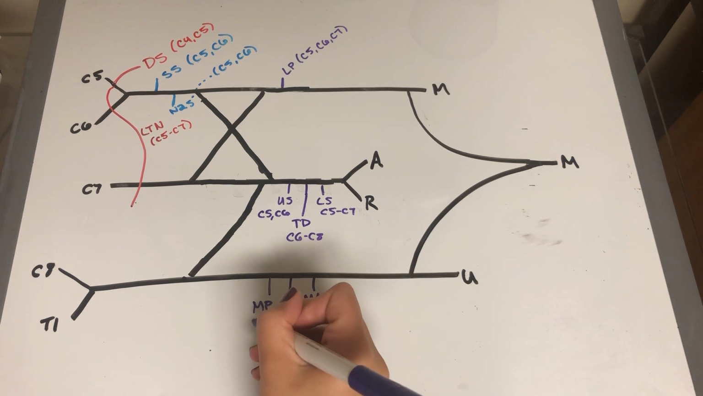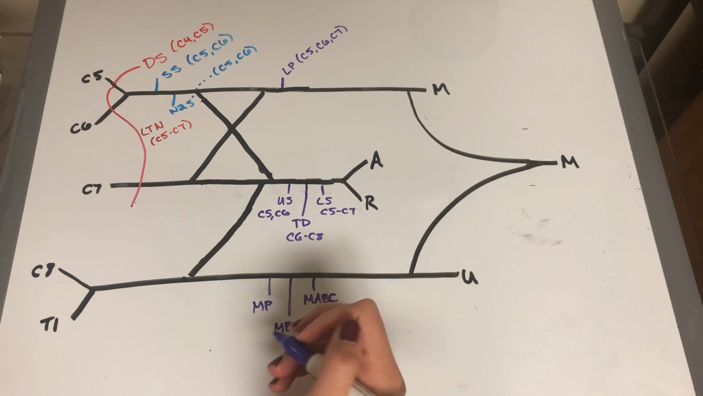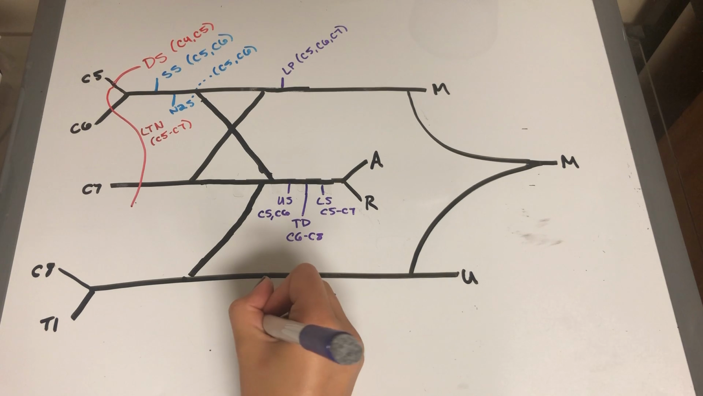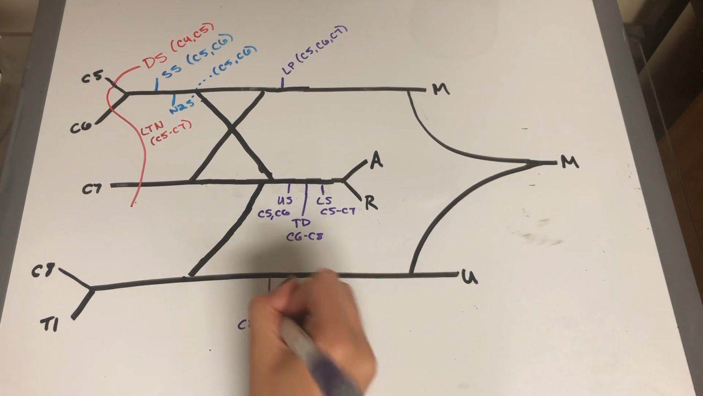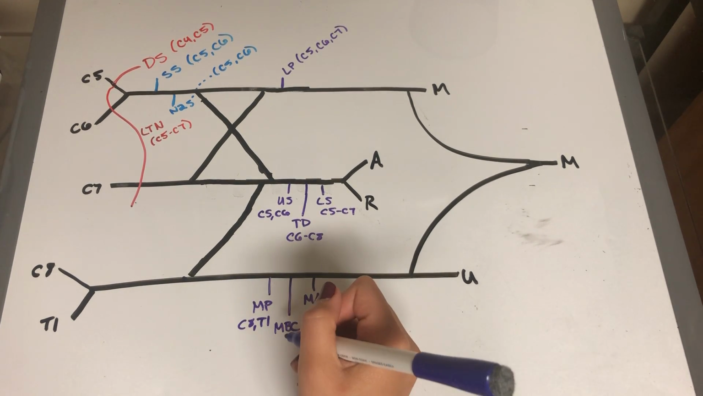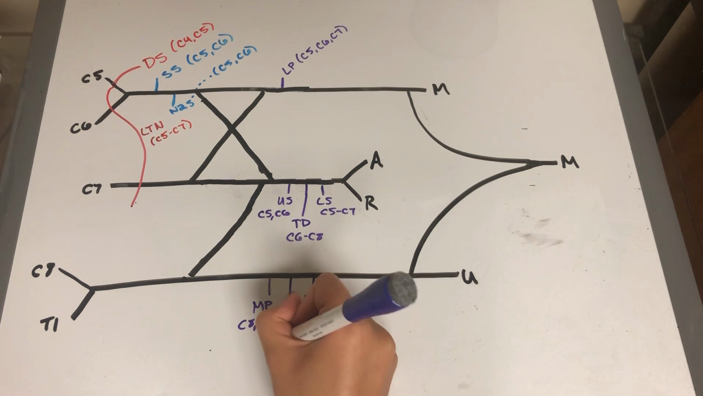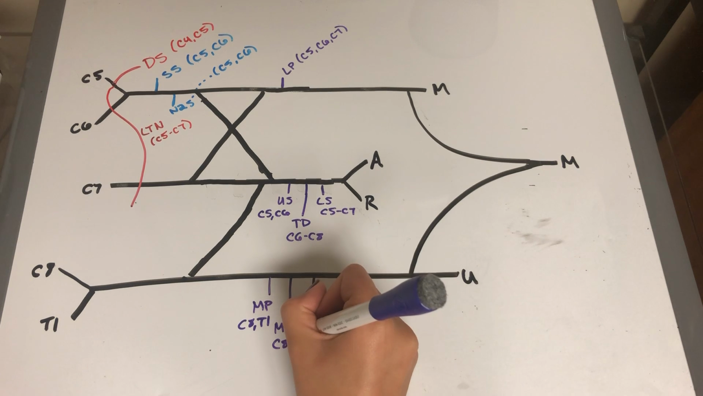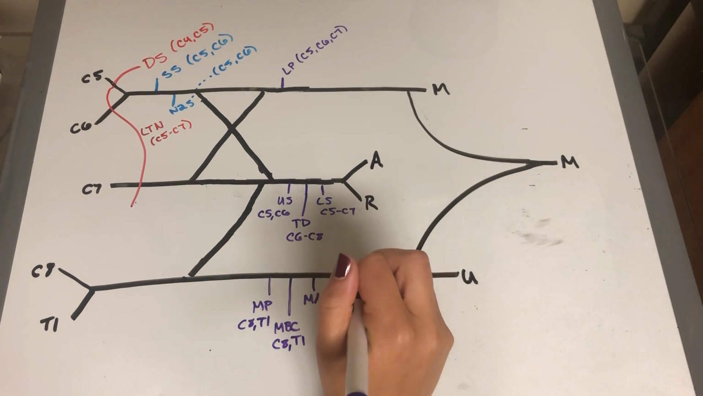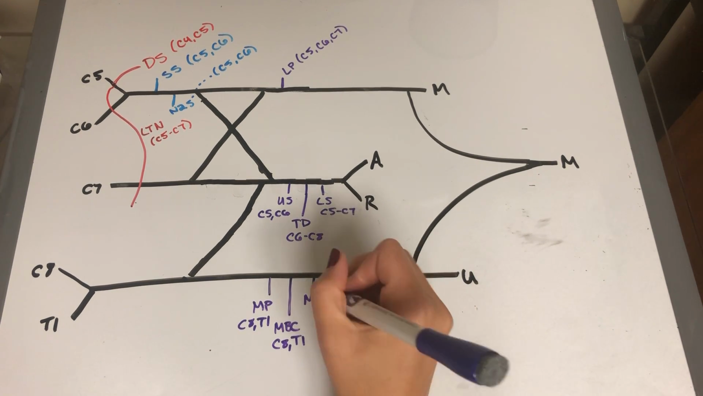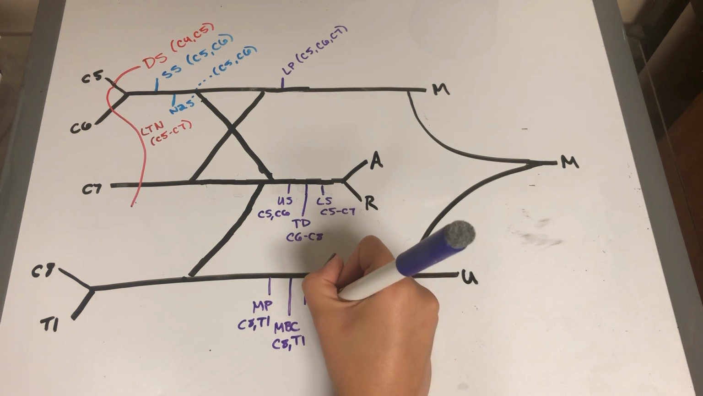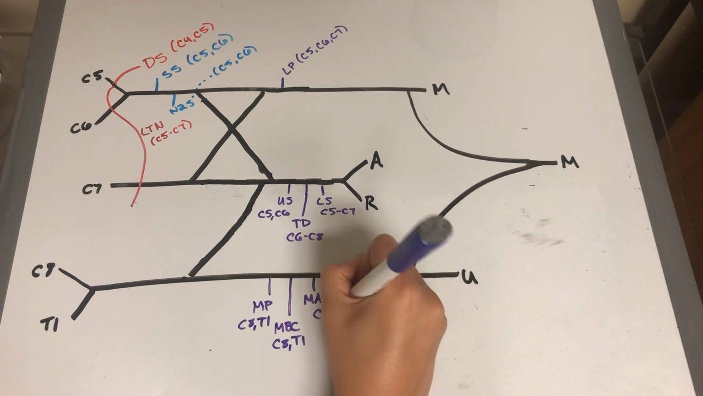So the medial pectoral nerve comes from C8 and T1, sorry, I keep messing that up. And then the medial brachial cutaneous nerve comes from C8 and T1. And then the medial antebrachial cutaneous nerve also comes from C8 and T1.